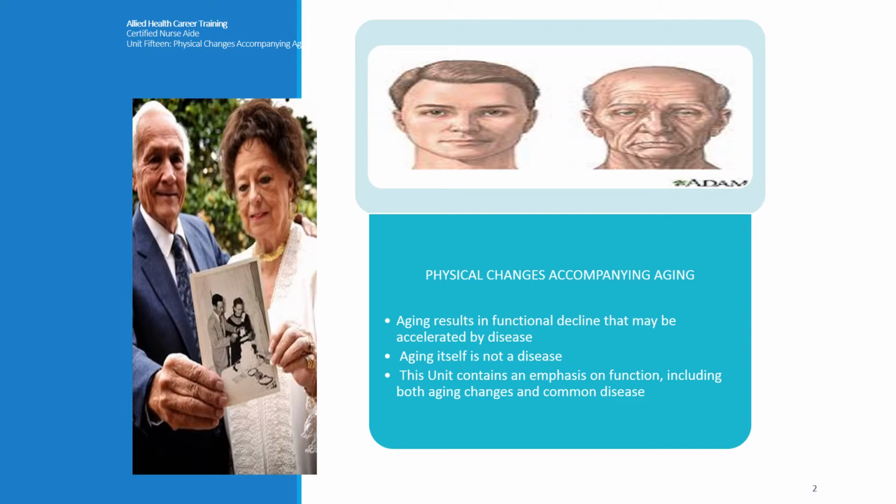Some of the different physical changes that we will see are from functional declines that may be accelerated by disease processes. Now, aging itself is not a disease, it is a natural part of life. However, those different disease processes will sometimes speed up our aging process. So, we will talk about function, including both aging changes in general and common diseases that you'll see.